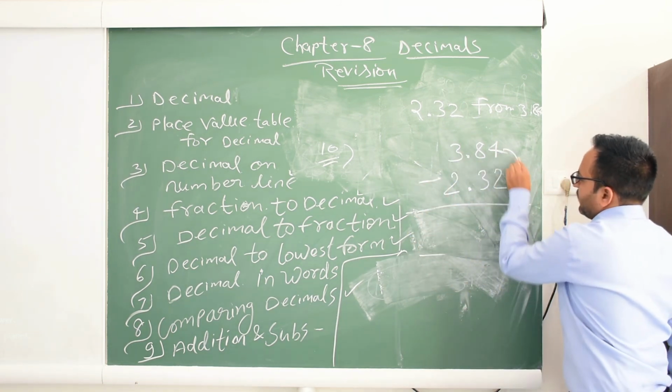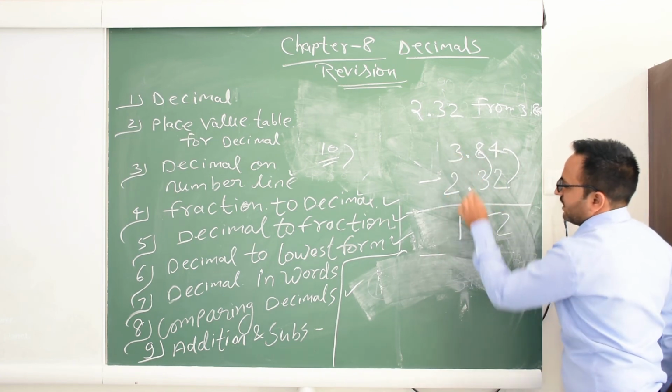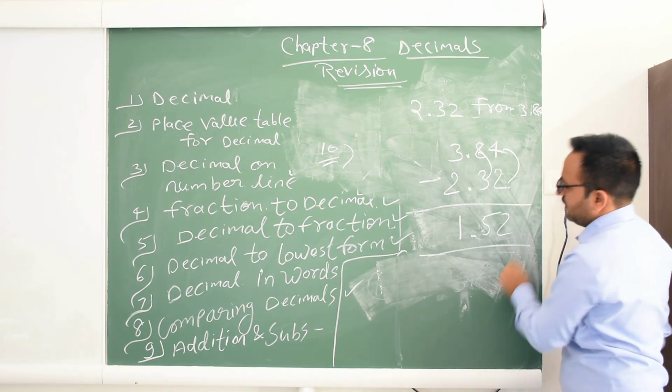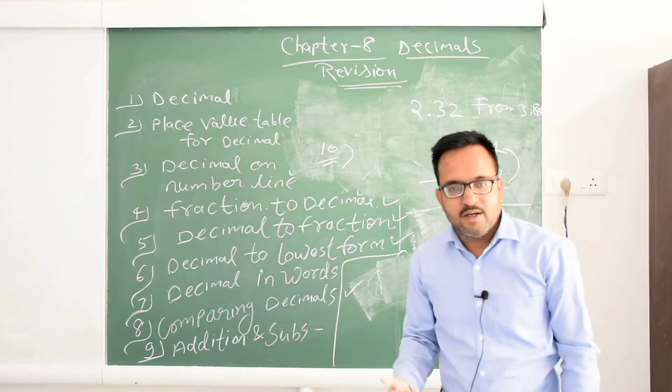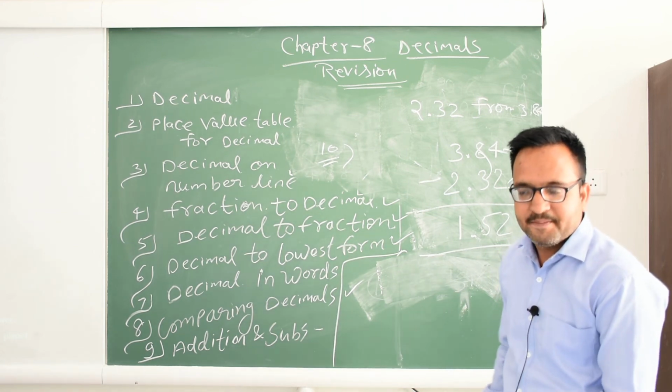Now subtract: 4 minus 2 is 2, 8 minus 3 is 5, 3 minus 2 is 1, and put the decimal point. So 1.52 is your answer. So this is subtraction of two decimal numbers.